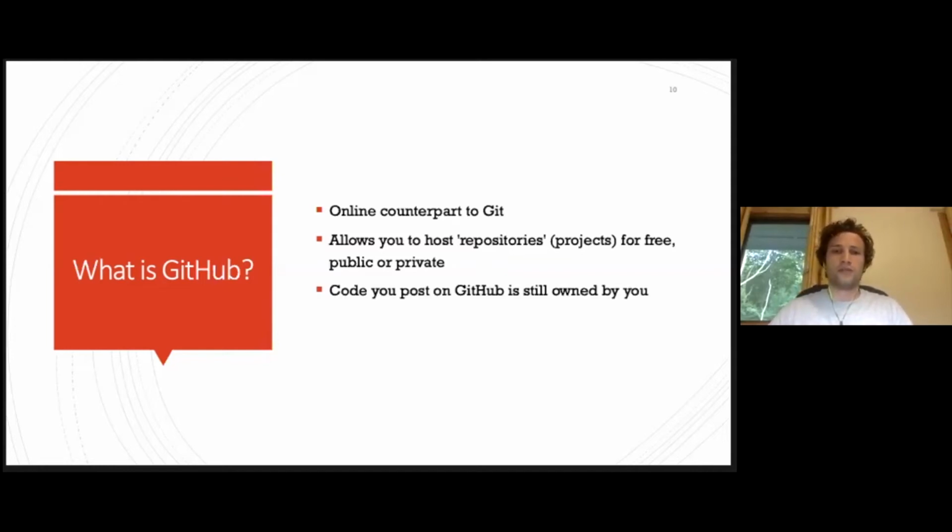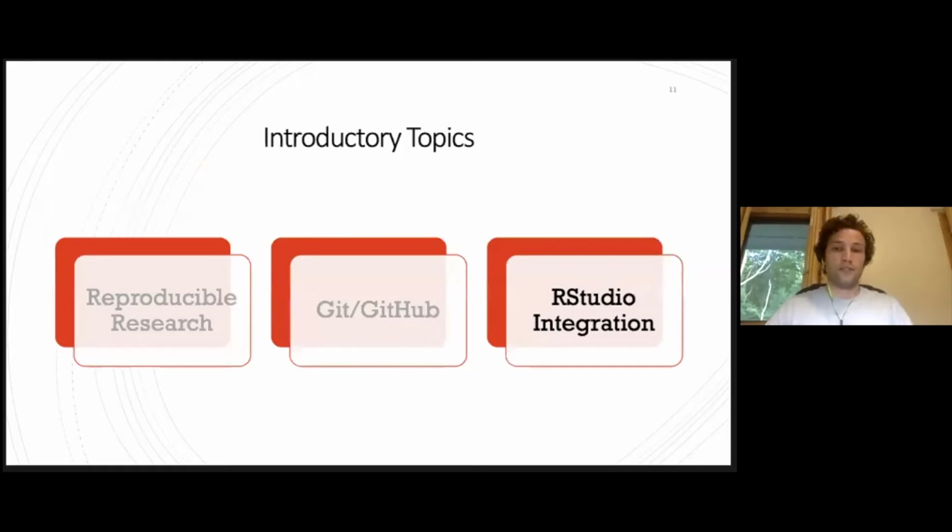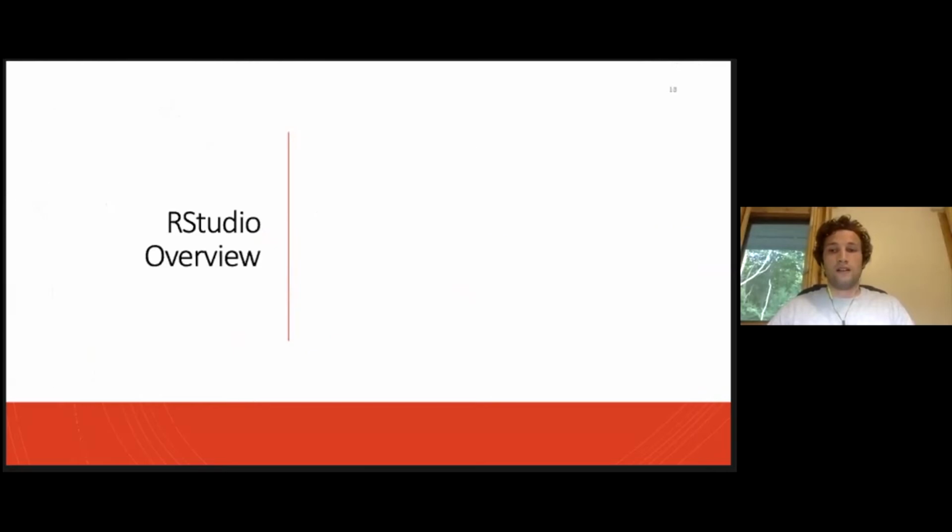And just because this comes up sometimes, I do want to make it clear that code that goes onto GitHub is still owned by you. It's not owned by GitHub or anyone else. And we'll get into more details, like I said, about what Git and GitHub look like when we get to the integration, which is going to be this next step that we're talking about, which is integrating Git and GitHub with RStudio.